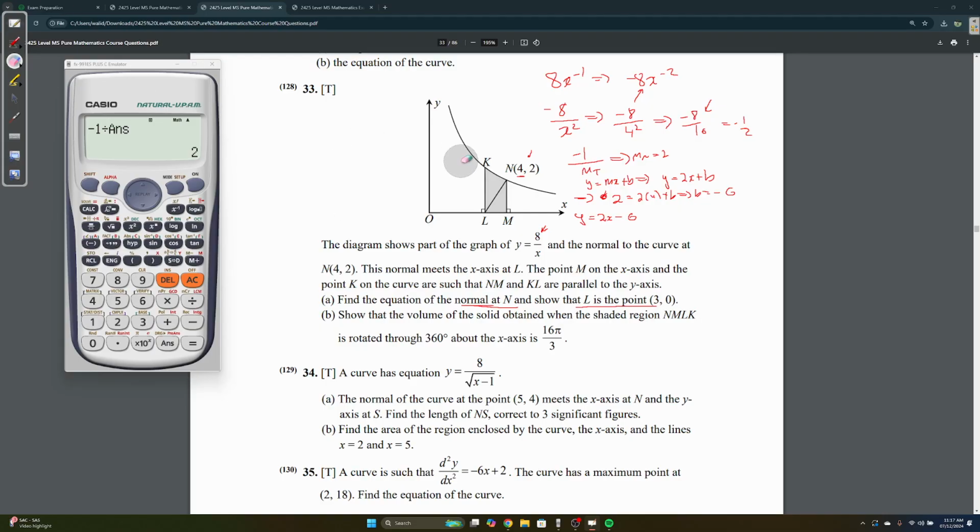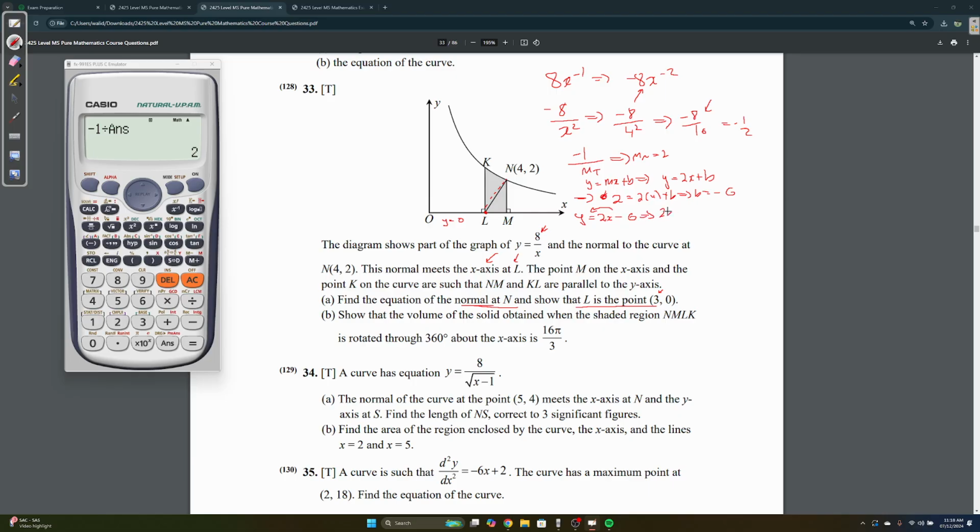So we found the equation of the normal, and we need to show that L is the point 3, 0. Okay, L is on the x-axis, right? So here y is equal to 0. And they said over here, the normal meets the x-axis at L. So L has y equals 0. They're saying show that its x-coordinate is 3. But we know that L is on this normal line. It falls on this line, right?